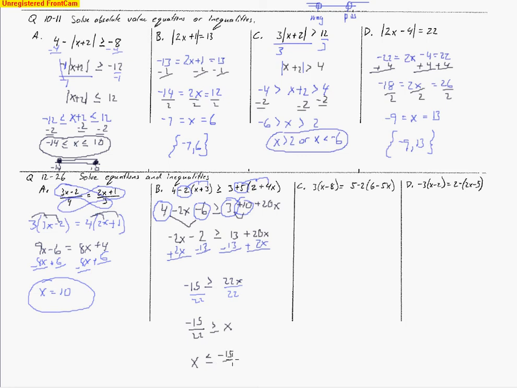So whenever you move a term to the other side, it ends up switching the inequality sign, but it'll still match. See, negative 15 over 22, it's open to that. Same thing over here. And so that's our answer.